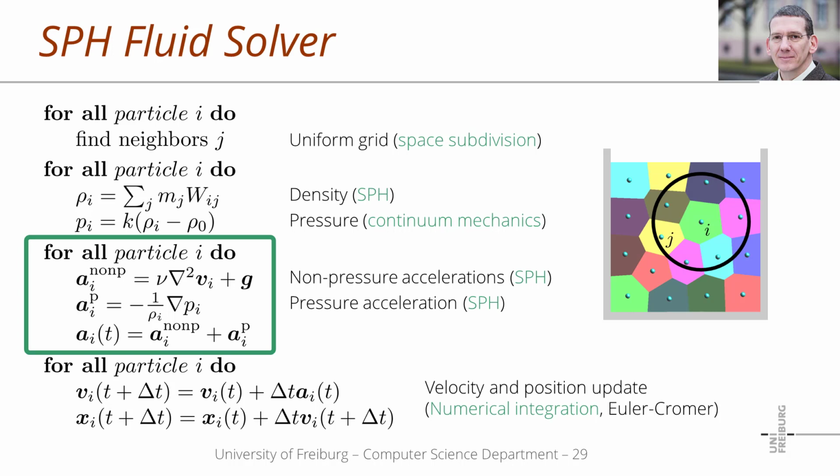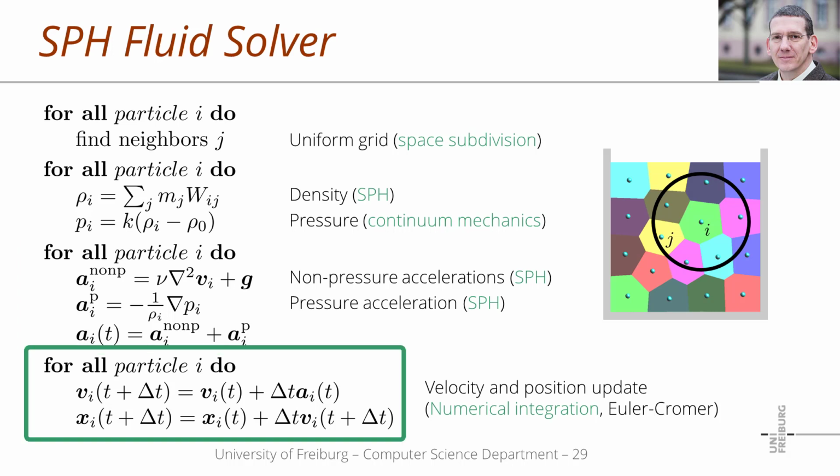Here we first compute a viscosity acceleration and gravity. The viscosity acceleration tries to minimize the difference between the velocity of a particle and the average velocity of all particle neighbors. The last acceleration that we compute in this example is the acceleration due to the pressure gradient, the so-called pressure acceleration, with the goal to minimize density deviations in our fluid. And finally, we add up all accelerations at a particle.